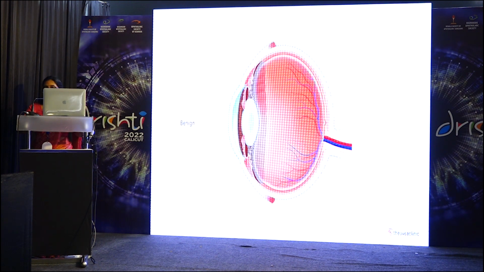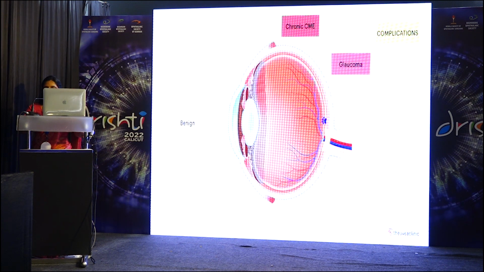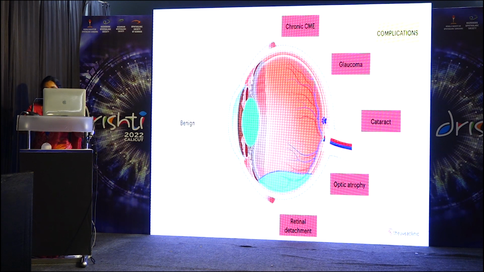So usually intermediate uveitis is a benign condition. The complications arise due to the chronicity. Complications most commonly are chronic CME, glaucoma, cataract, optic atrophy, and retinal detachment. These are all causes of defective vision in intermediate uveitis, most commonly chronic CME.